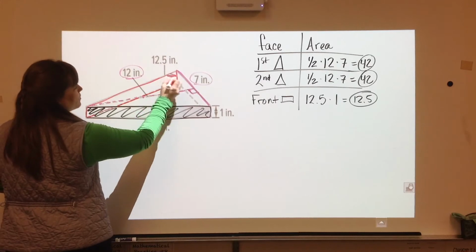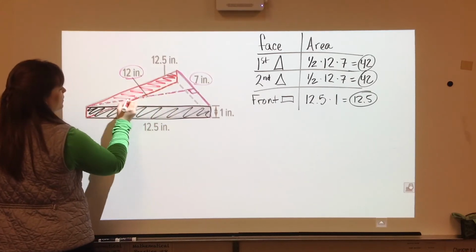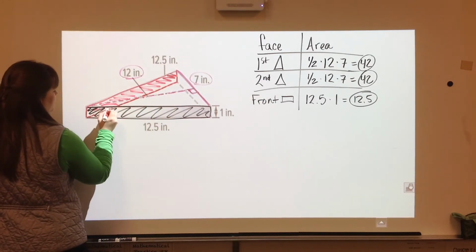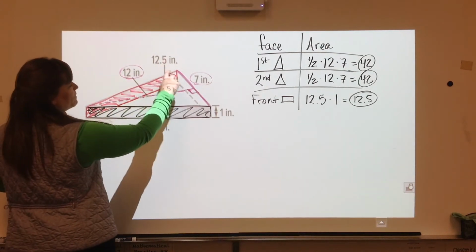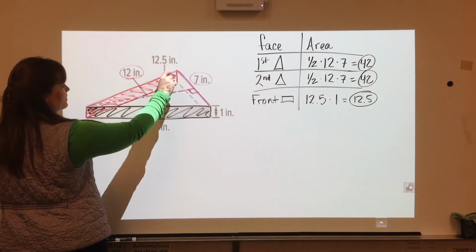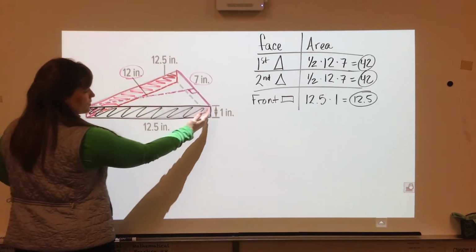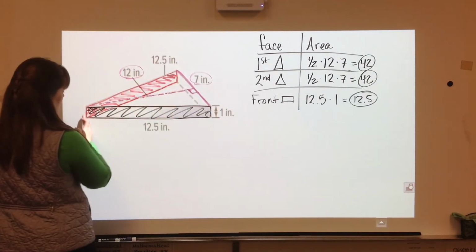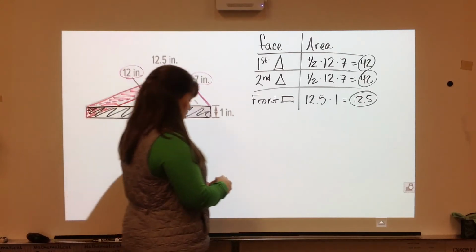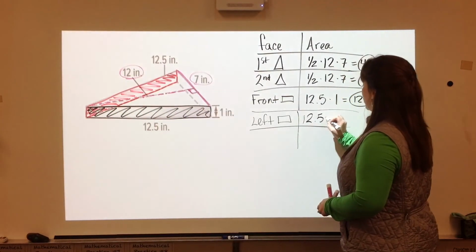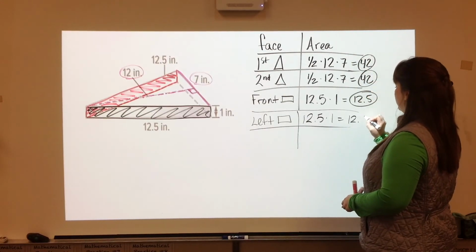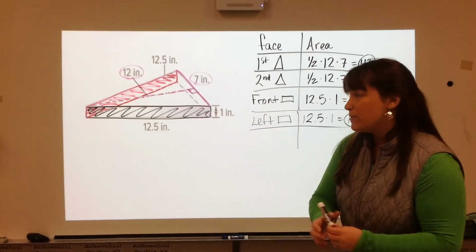So if you see that there's another similar rectangle, and I'm going to shade in red. This is going to be the same dimensions because we have a 12.5 pointing to this line, and all of my vertical lines, this one, and this one, are all 1. So I'm going to call this the left rectangle, and it's going to be the same dimensions as the front one.